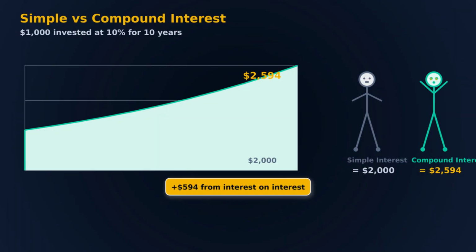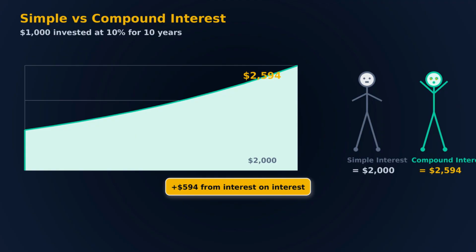Simple interest is calculated only on your original amount, your principal. If you invest $1,000 at 10% simple interest, you earn $100 every year. After 10 years, you have $2,000, your original $1,000 plus 10 years of $100 each. Compound interest is different. It's interest earned on your principal plus all the interest you've already accumulated. In other words, you earn interest on your interest.